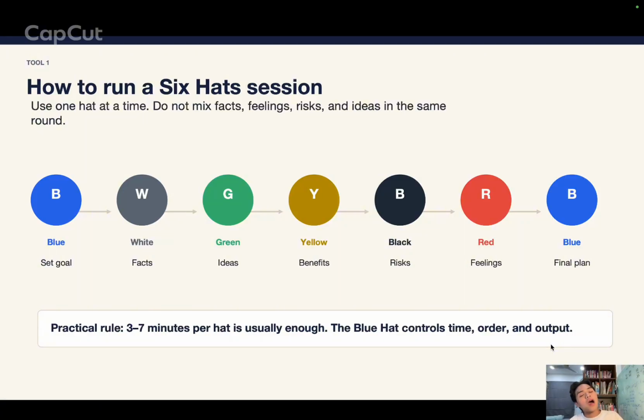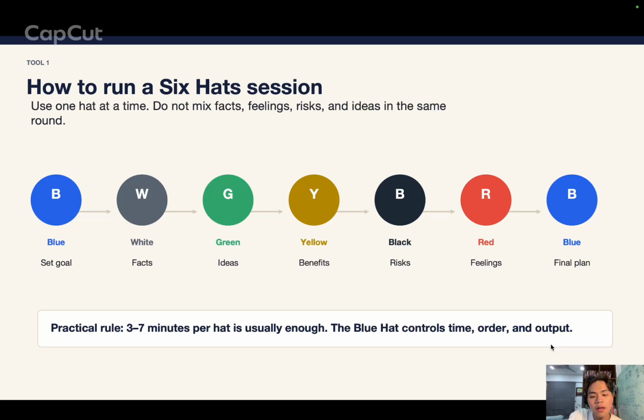Maybe we run the pilot first. Maybe we only integrate a few features before integrating the whole thing. So after that would be the yellow hat, to look at the potential benefit. What can we gain from this project? Then we use the black hat to identify risks and weaknesses.